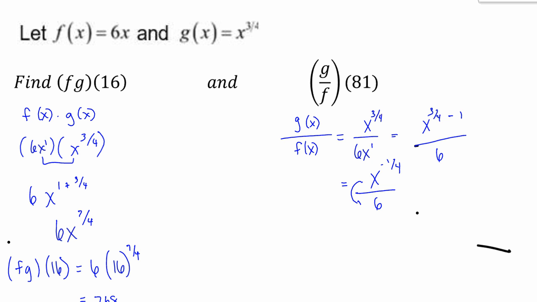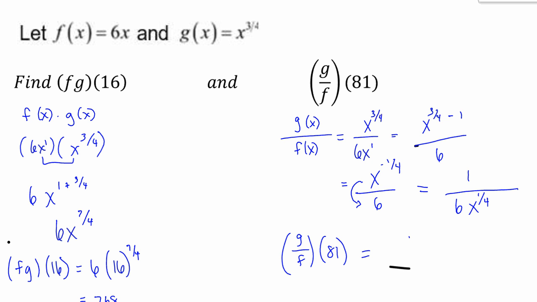No negative powers, so we're going to move that back down to the bottom. We've got 1 over 6x, now it's to the positive 1/4. Now to plug it in and get g over f of 81, I'm going to plug in 81 for x. So 6 times 81 to the 1/4. Boop, boop, boop. Calculator says that's 1 over 18. Okay, those are the last examples.